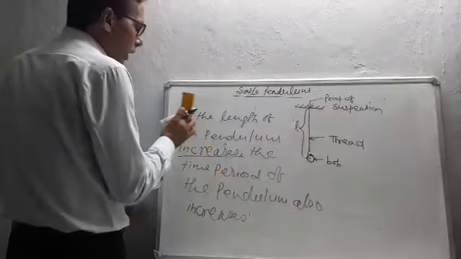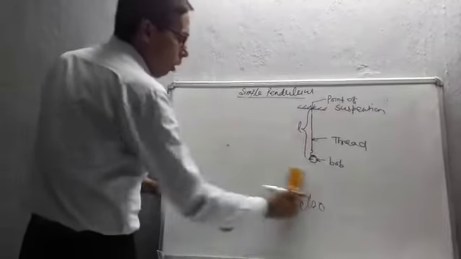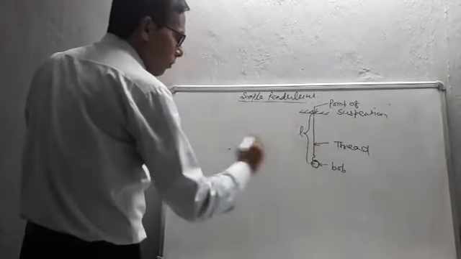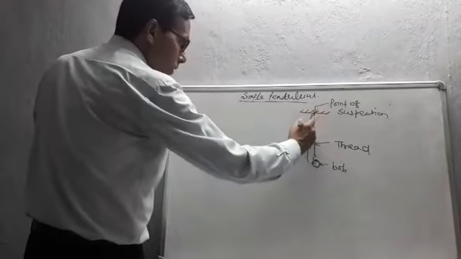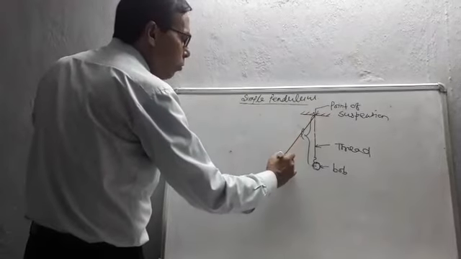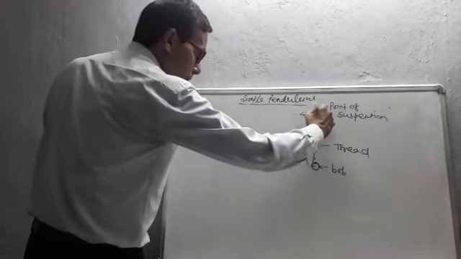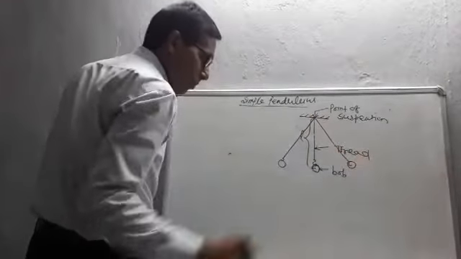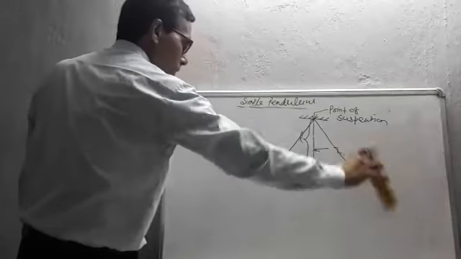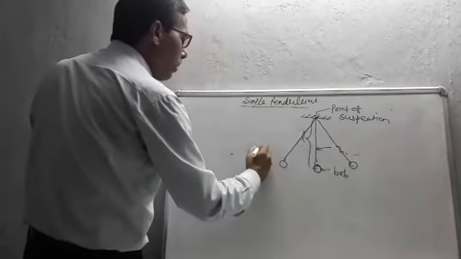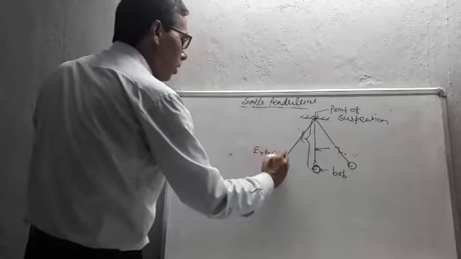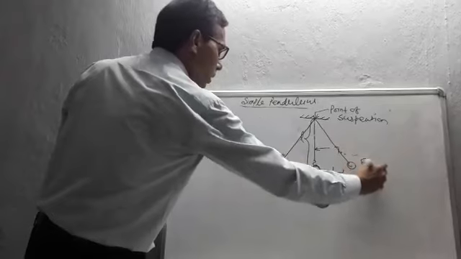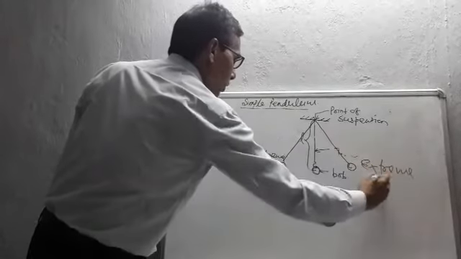Now, what is the amplitude of a simple pendulum? Actually, this is the mean position and this is the extreme position of the bob. This is the extreme position. This is also the extreme position.